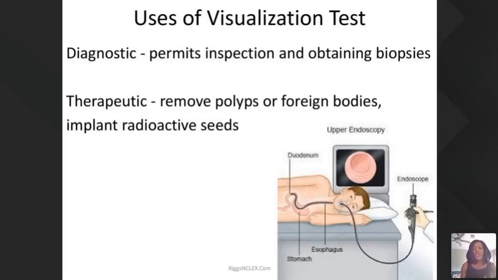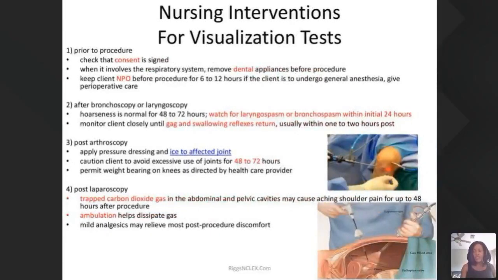Other times they're used to implant things, so it depends on the need of the client. This is a very nice picture to show you that endoscope, because a lot of you are visual. That's why I use a lot of pictures frequently, because of the visual component. I'm like that too. All right, nursing interventions for whenever you're doing a visualization test.